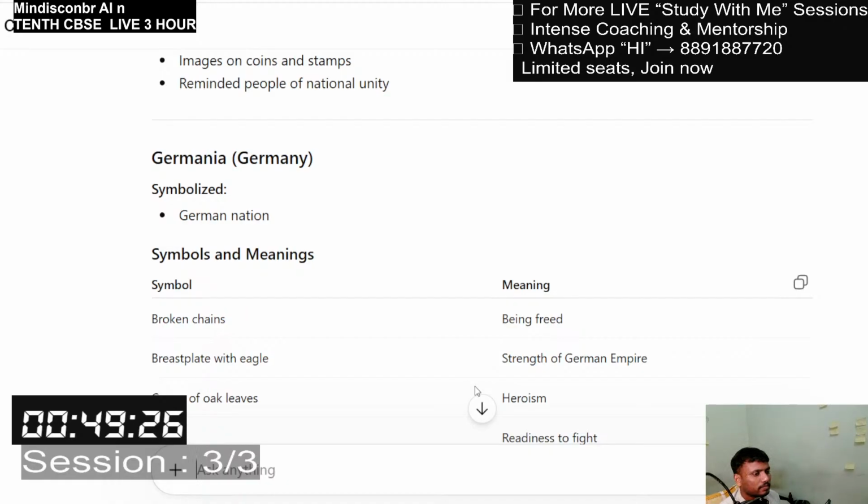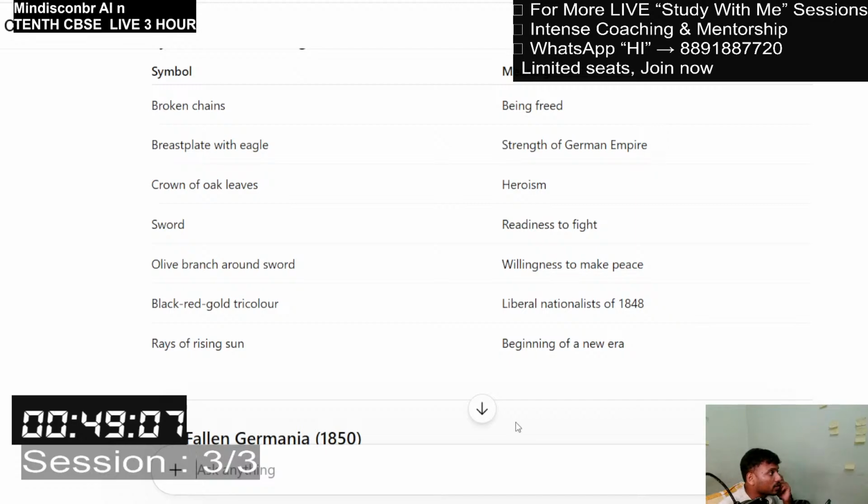Germania. Germany. Symbolized the German nation. Symbols and meanings. Broken chains means being freed. Breastplate with the eagle indicated strength of the German Empire. Crown of oak leaves means heroism. Sword meaning readiness to fight, and olive branch around the sword indicates willingness to make peace.